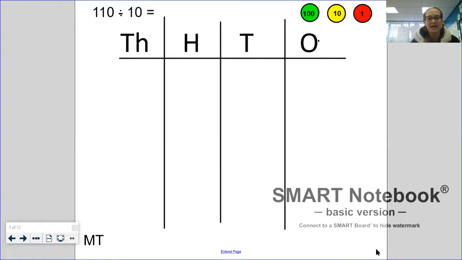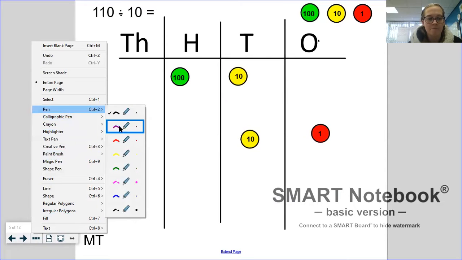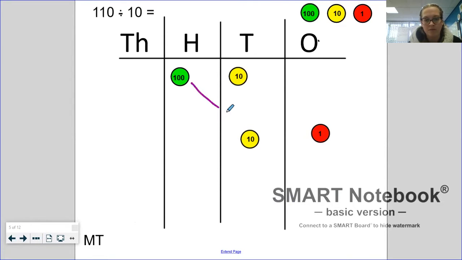Okay, let's try a different one. 110 divided by 10. So I'm going to make 100 and 10. Now, I know that my 10 times smaller would become ones. So my tens become ones and my hundreds become tens. So now I have got 11, because my hundreds moved over to my tens column and my tens to my ones. And it left me with the answer 11.